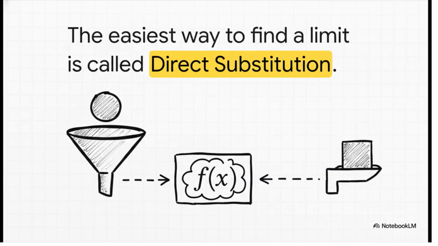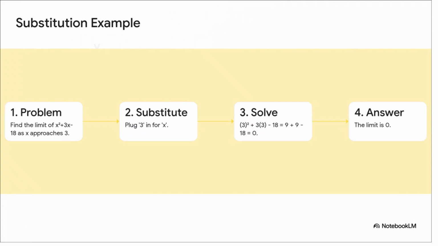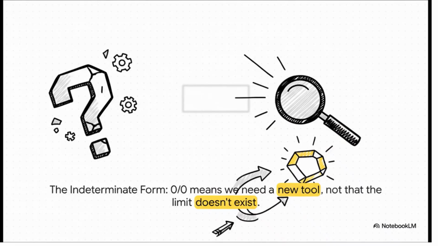So how do we find a limit? Well, we start with the simplest method first, direct substitution. And it's as simple as it sounds. You literally just plug the value right into the function. So we take our function, plug in 3, and solve it out. A lot of the time, it's that easy. But what happens when this easy way gives you an undefined answer, like 0 divided by 0? This result, 0 over 0, doesn't mean the limit is gone. It's a signal to find another way.